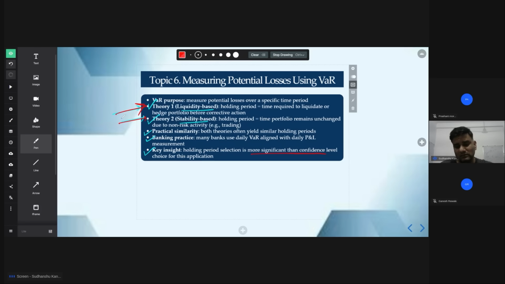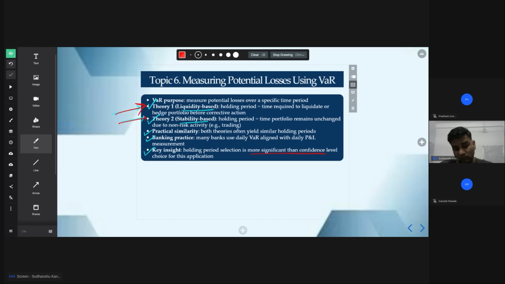So overall, please keep in mind the objective of studying this potential loss over a time horizon at the chosen confidence level. So liquidity based or stability based. Liquidity based: holding period is the time needed to liquidate or hedge a position. Theory two, which is stability based: holding period is the time the portfolio remains unchanged. And a common perspective is daily VaR, used to match your daily profit and loss requirement. Holding period choice impacts VaR more than your confidence level, right? So keep that in mind.